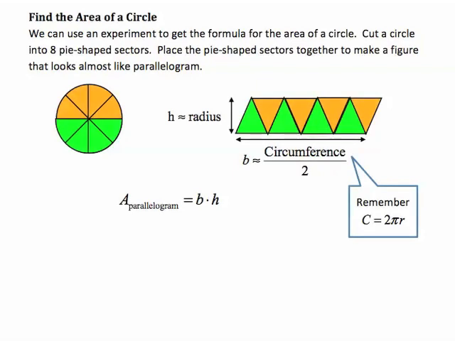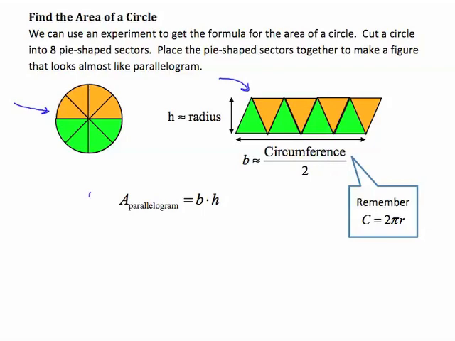Find the area of a circle. We can use an experiment to get the formula for the area of a circle. If we cut a circle into 8 pie-shaped sectors, and so here we have a circle, and we've cut it into 8 pie-shaped sectors. We're going to place the pie-shaped sectors together to make a figure that looks almost like a parallelogram. So if we take these pie-shaped sectors and alternate them like we've done here, we get a figure that is very close to a parallelogram. And we already know how to find the area of a parallelogram.